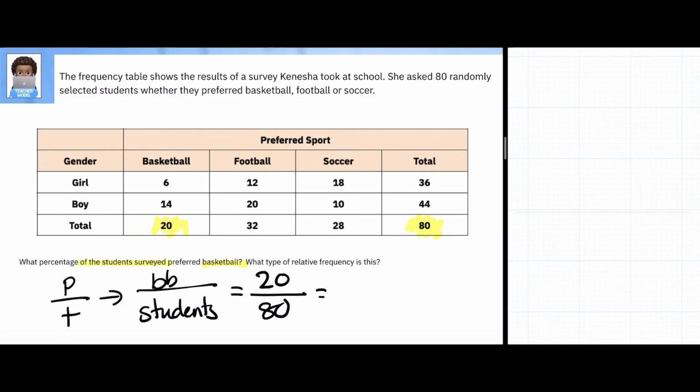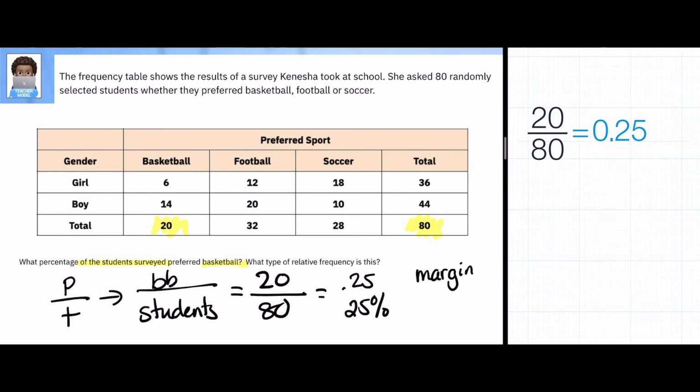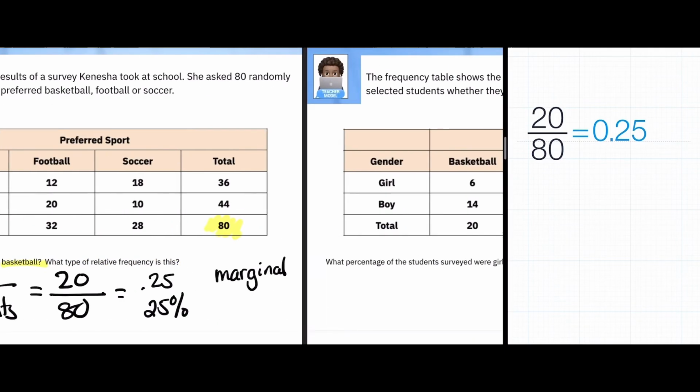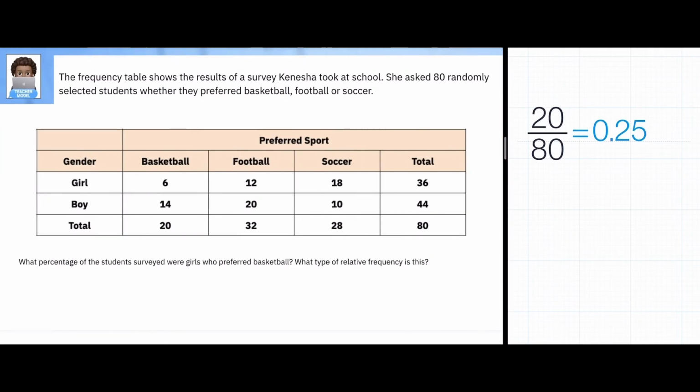So I will put this into my calculator. If you did it, you would get 0.25. Sometimes my calculator gets funky. You would get 0.25, but we want to put this as a percent as well, or 25%. And so this one, because it's on the edges, is marginal. It's a marginal frequency. Okay, let's look at the next one.